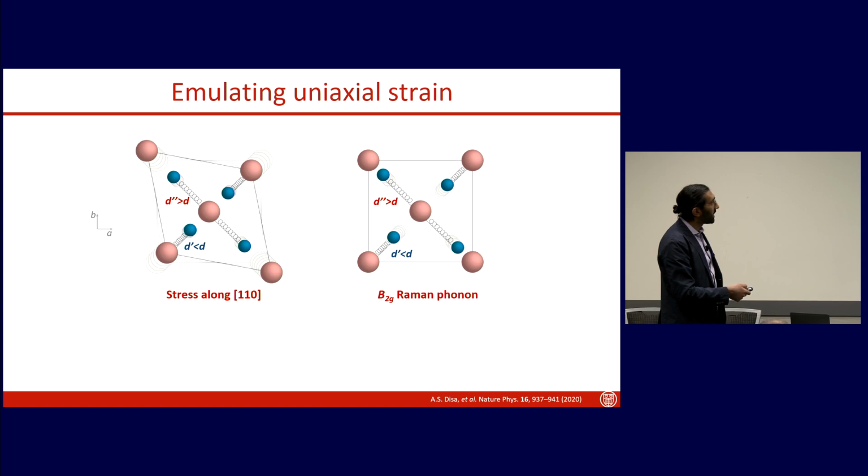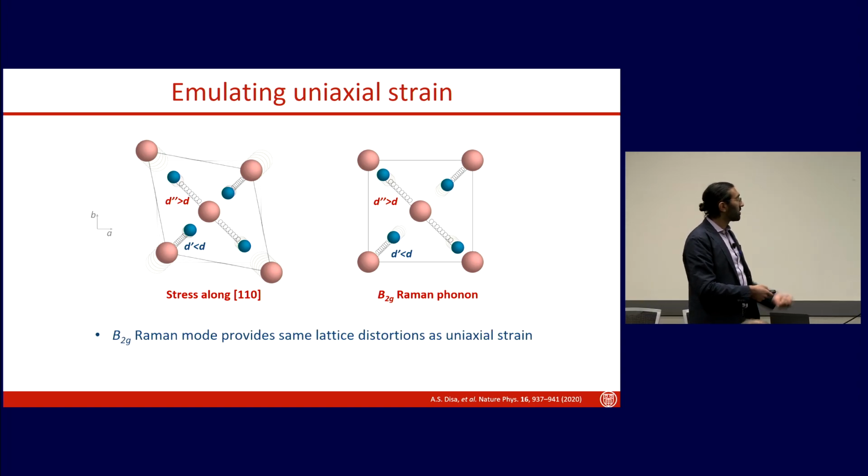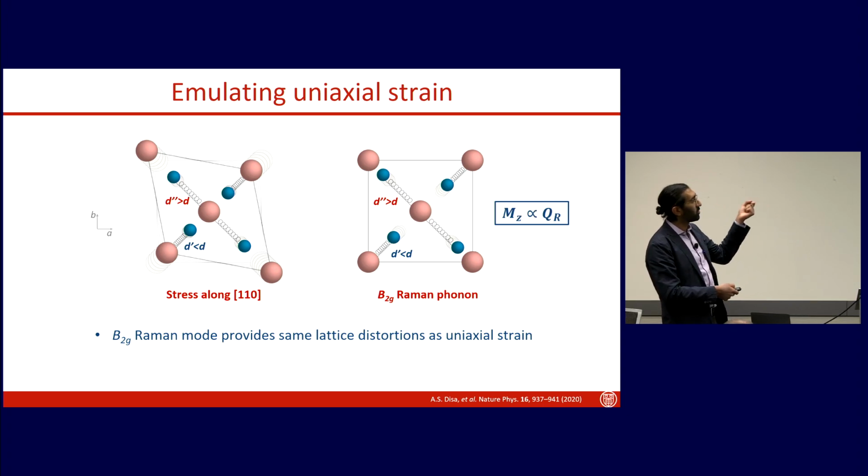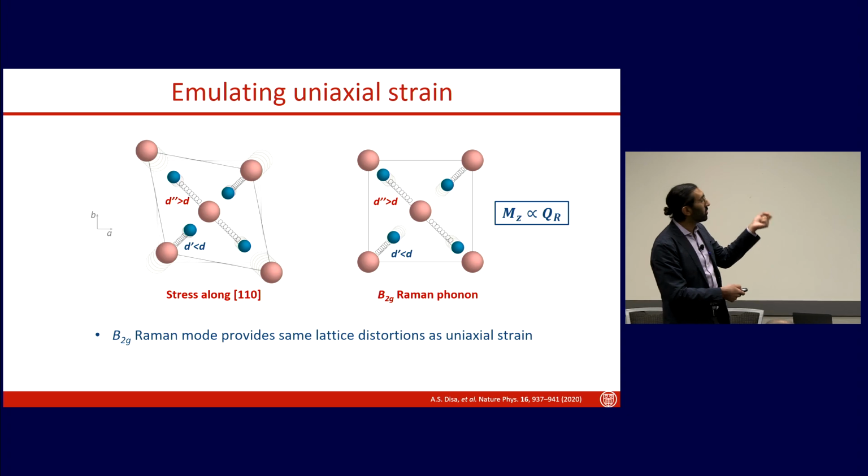system has. And you find that there's this B2G symmetry Raman phonon whose eigenvector, eigendisplacement is shown here. And what you can see is that it has the same essential motif. One of the bond lengths gets longer when you distort this mode, and one of the bond lengths gets shorter. So you will get the same lattice distortions as uniaxial strain, which means that in principle you should be able to get a magnetization when you apply this distortion.